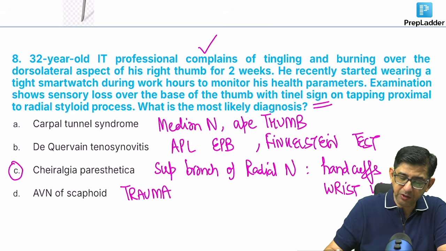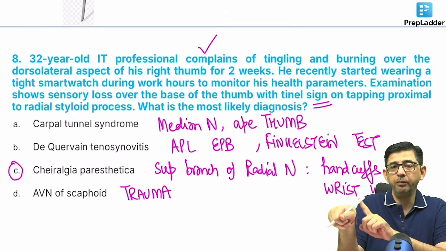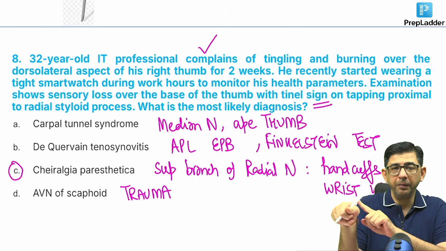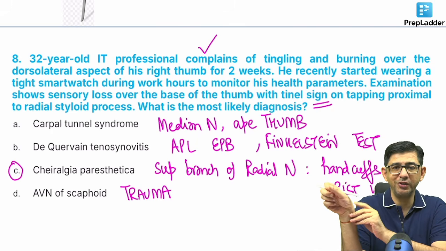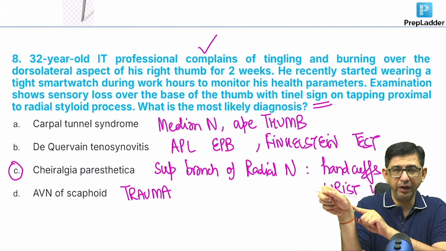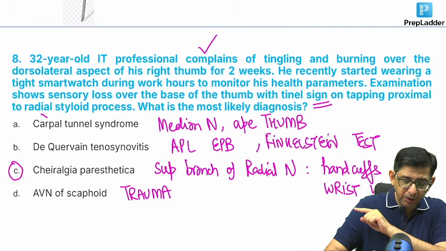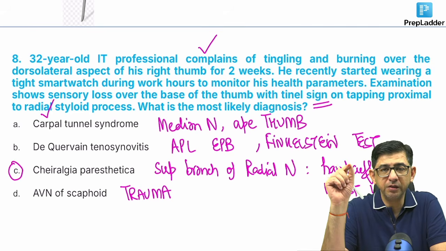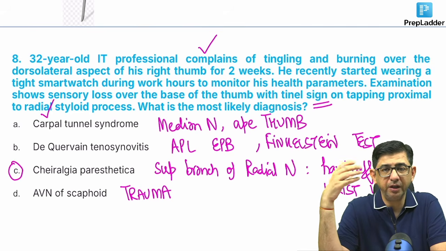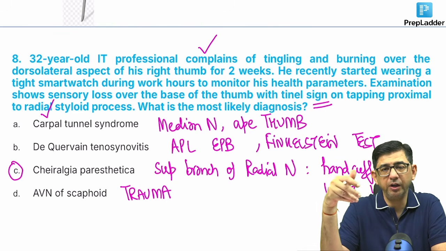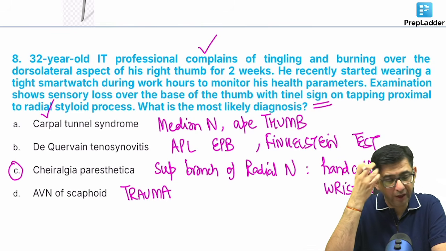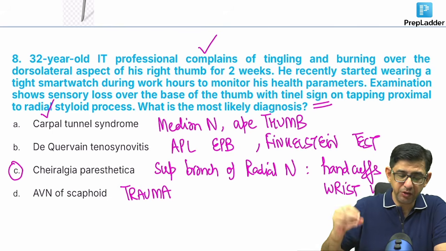What are the buzzwords in this question? Tunnel sign on pressing proximal to the radial styloid process. Where you feel the radial styloid process, this is where the superficial branch of the radial nerve is present. That anatomical hint that was given, no, radial styloid process, that tunnel sign का मतलब होता है tapping on the nerve causes development of pain. That was the key word that helped you understand that superficial branch of the radial is involved here, and that would be called as chiralgia paresthetica.